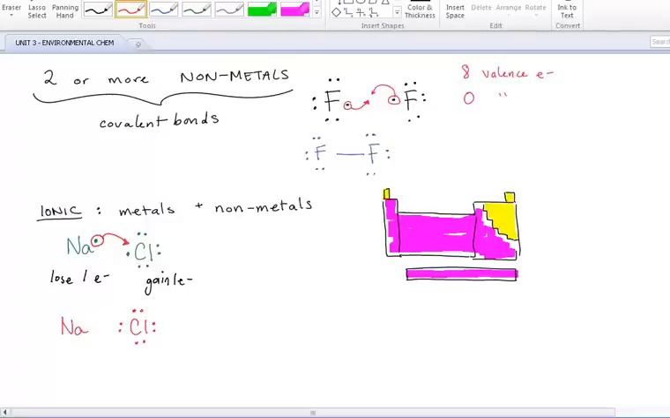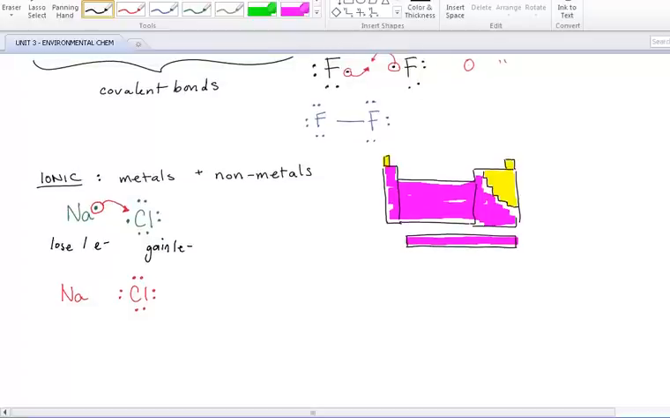But we're not done. And this is where ionic compounds become a little bit more complicated than covalent compounds. Unlike in a covalent compound where the two atoms are sharing an electron, we have one atom that's completely lost an electron and one atom that's completely gained an electron. And that's going to throw off the charges. And let me show you what I mean by that.